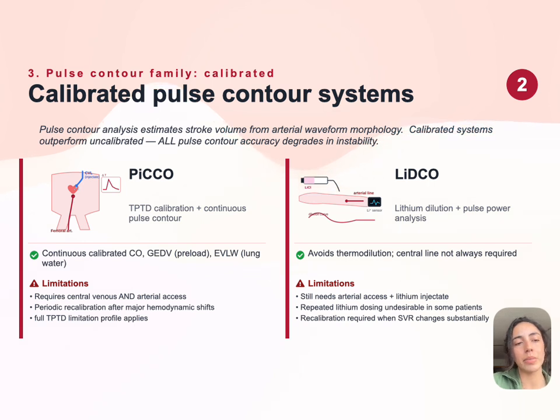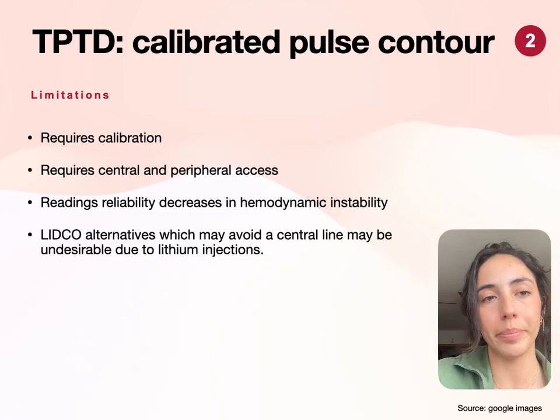In the case of the limitations for PiCCO, it is going to require a central venous and arterial line, and it will also require periodic recalibrations. Therefore, it's important to understand that even though these are going to provide us a continuous cardiac output, we may not want to have such an invasive form of monitoring on a patient right off the bat.